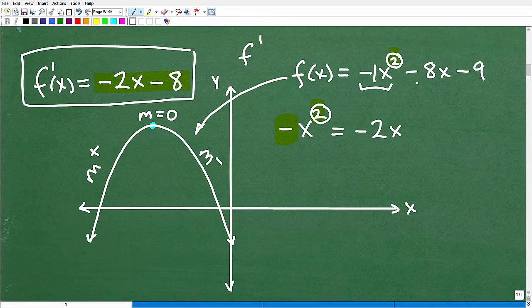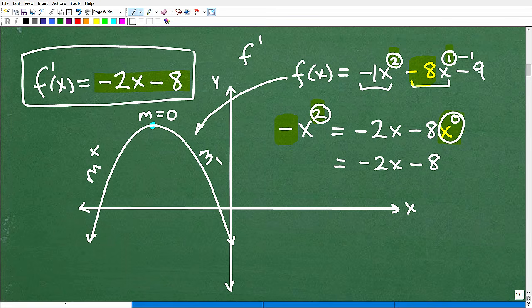Now I'm going to do the same thing over here. What's the power of this? It's 1. So it's going to be 1 times negative 8. Negative 8 times x. The power is 1. I'm going to drop it down by 1. So that's x to the 0. Anything to the 0 power is 1. So that's really negative 8 times 1. So my first derivative is negative 2x minus 8, because it's negative 8 times 1. And when you're taking a derivative of a number, it's just 0, it goes away.